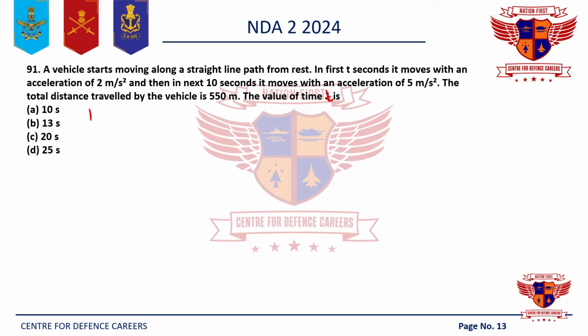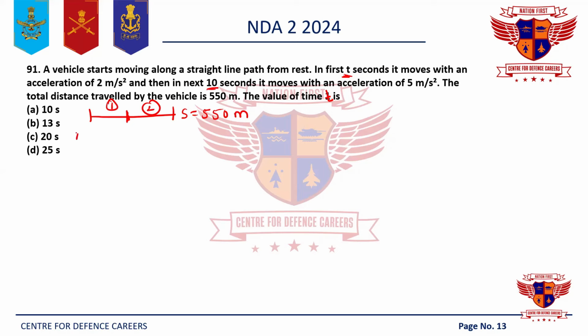So what we're going to do is, this is the straight line path. The total distance traveled by the car is 550 meters. Now let's divide this into 2 phases. In phase 1, the object is traveling for t seconds. In phase 2, the object is traveling for 10 seconds.